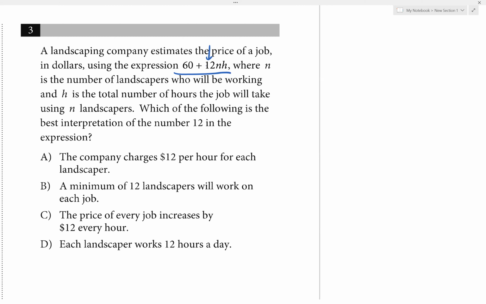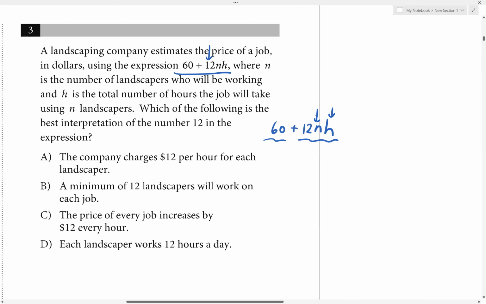Okay. So first of all, the whole expression represents the total price of the job, right? So that's a total, it's a dollar amount. So this whole thing, the 60 plus 12NH, has to represent the amount of money that was charged. N represents the number of workers, and H represents the number of hours they will work. So if you multiply N times H, that will give us what?